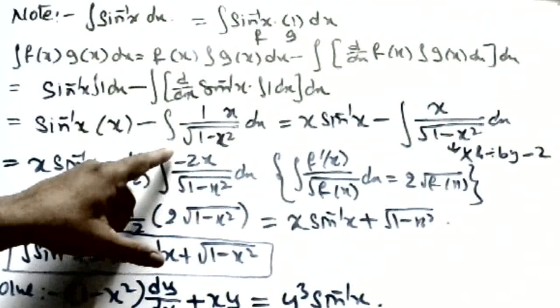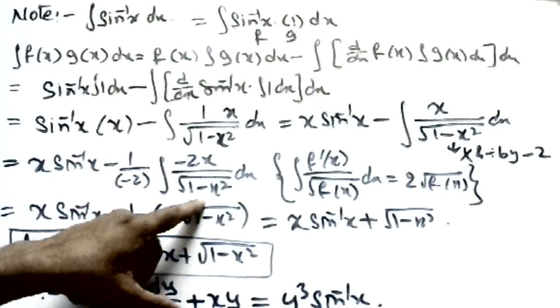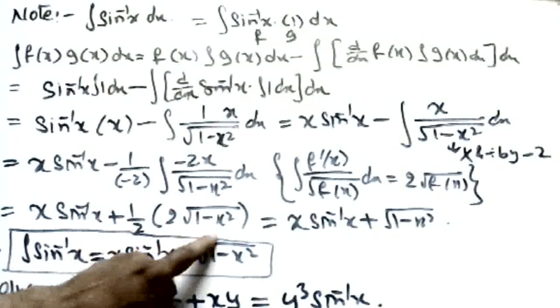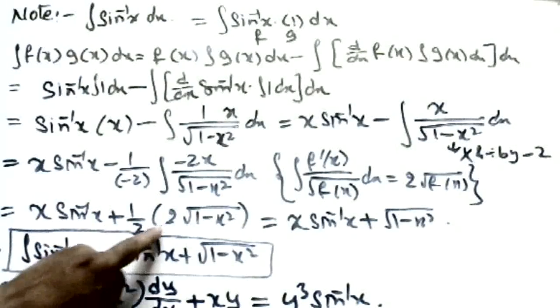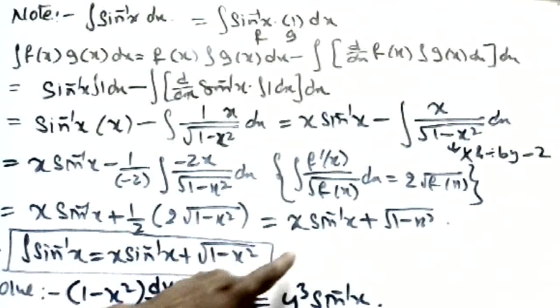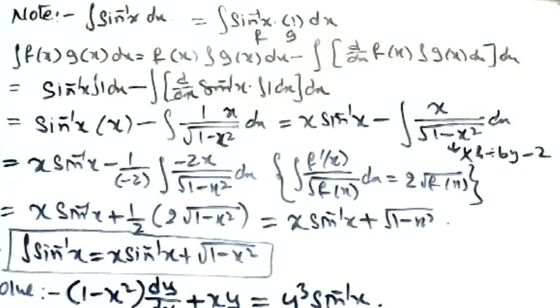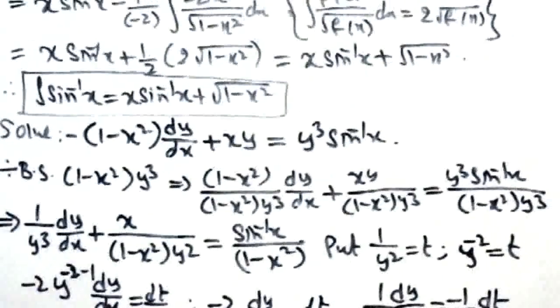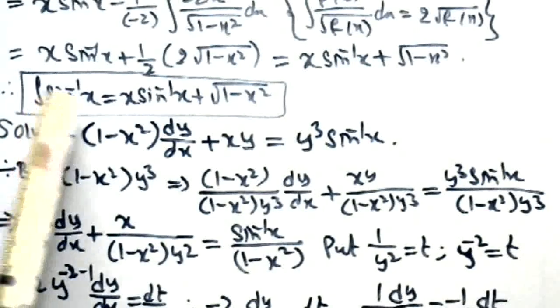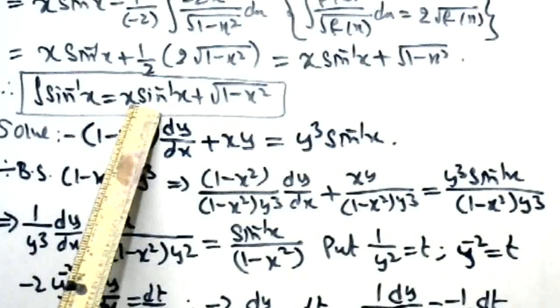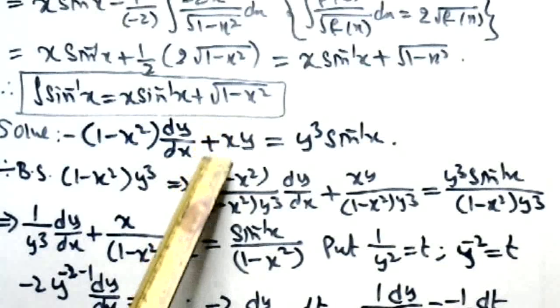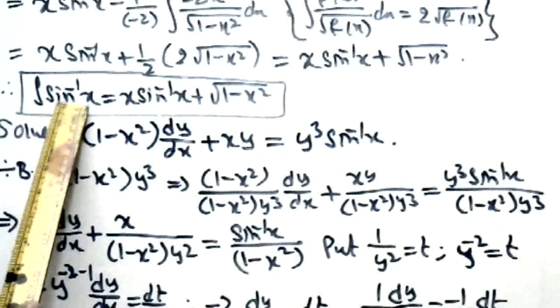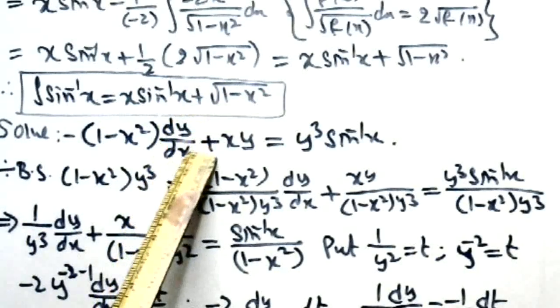This is the basics of 12th class, intermediate second year. F dash x by root of f of x will become 2 root f of x. So x sine inverse x plus 1 by 2 into 2 root f of x, and the 2 will get cancelled. So we got the integration of sine inverse x as x sine inverse x plus under root of 1 minus x square. Why we have done this: in this question, at last we have to find the integration of sine inverse x.